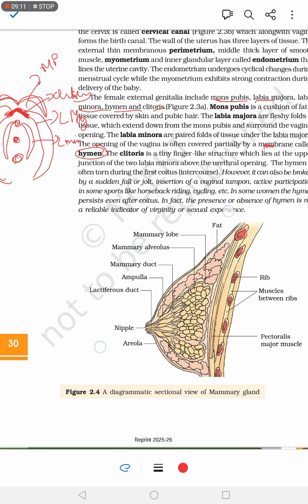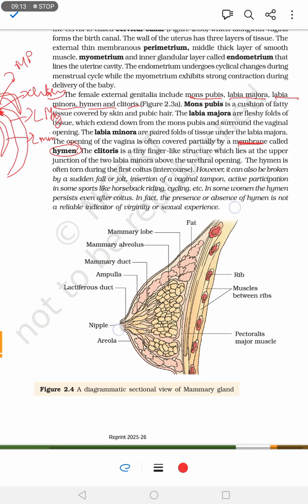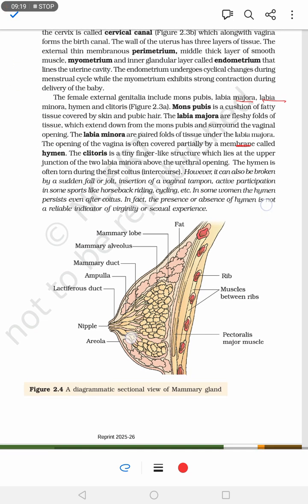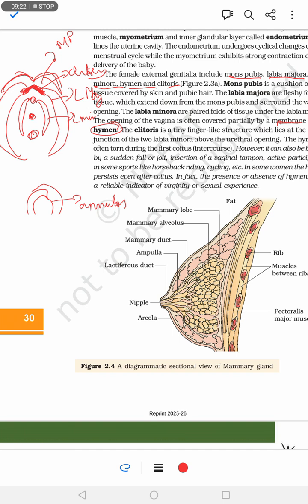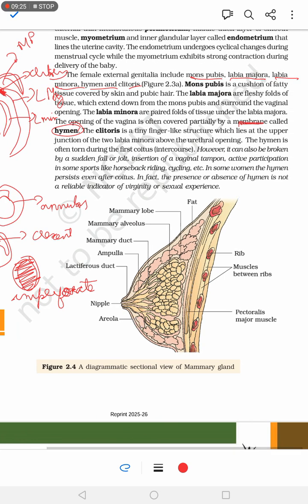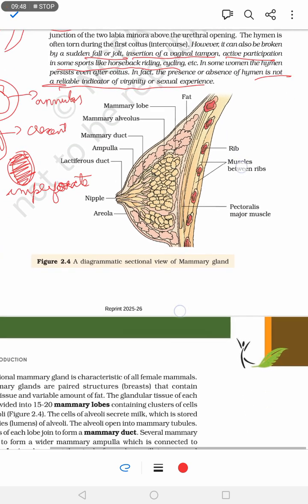There is a myth that the hymen breaks only during the first coitus. Since the hymen is not fully covering the vaginal opening, it may or may not be torn during the first coitus. So it is not a reliable indicator of virginity or sexual experience, because during active participation in some sports like horseback riding, cycling, a sudden fall, or insertion of a vaginal tampon, the hymen can also be torn.